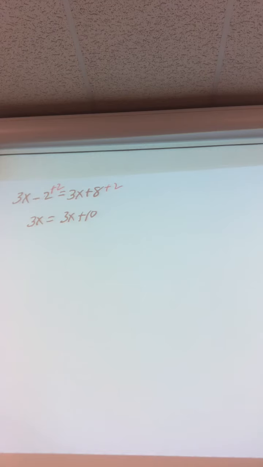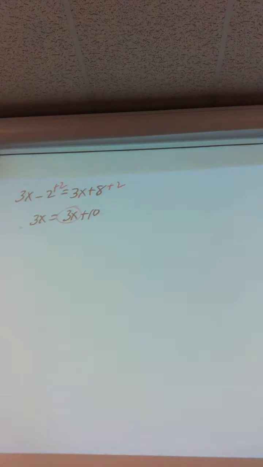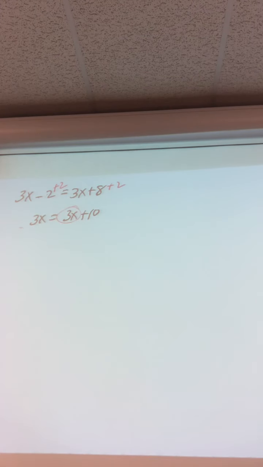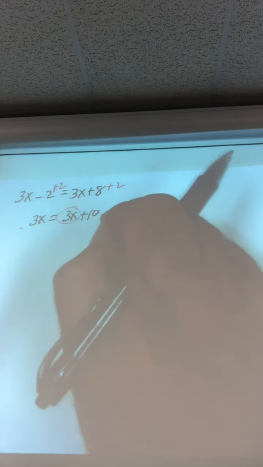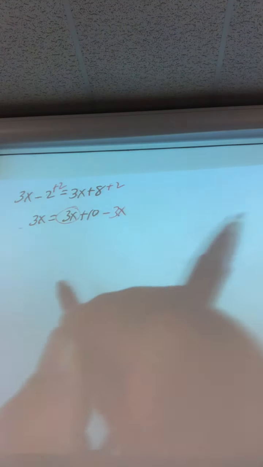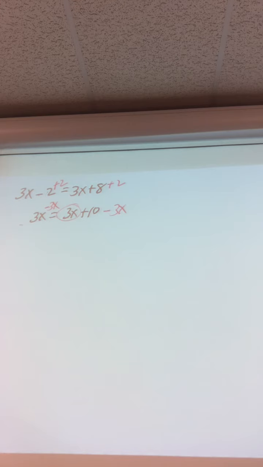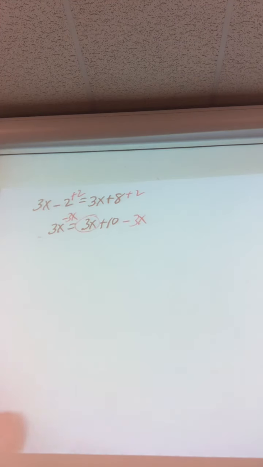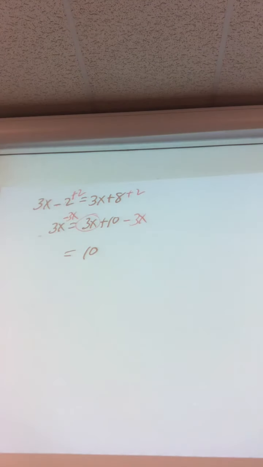Alright, now, I want to get the variable terms on the left side, so I need to get rid of that variable term right there. The whole term, not just the 3x. So what I'm going to do, that's a plus 3x, so I'm going to minus 3x off of that side. But when I do, I get a minus 3x over on the left side. When I do this, the right side now just leaves 10.